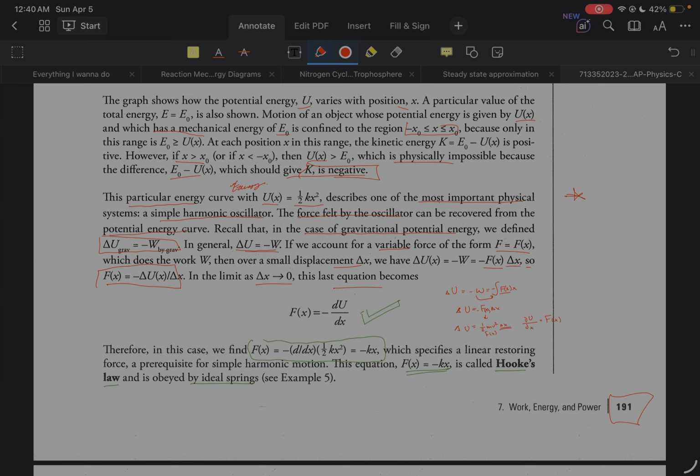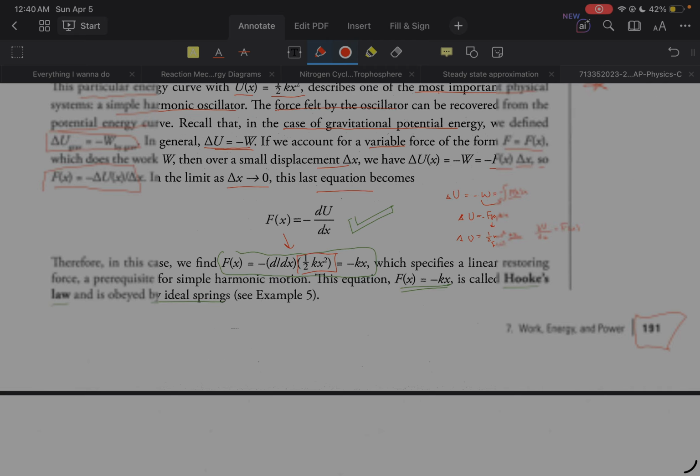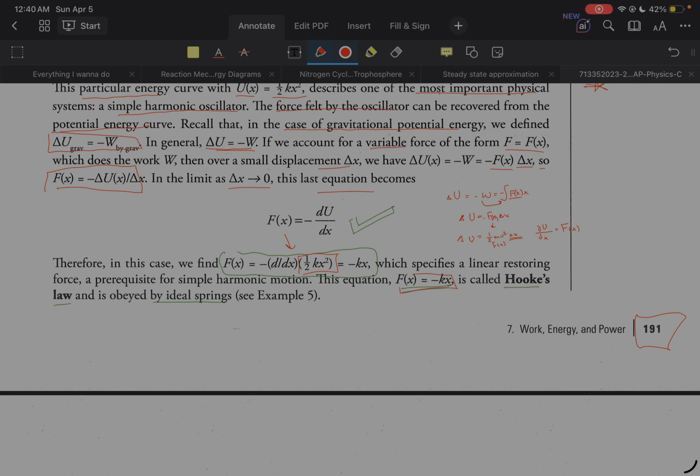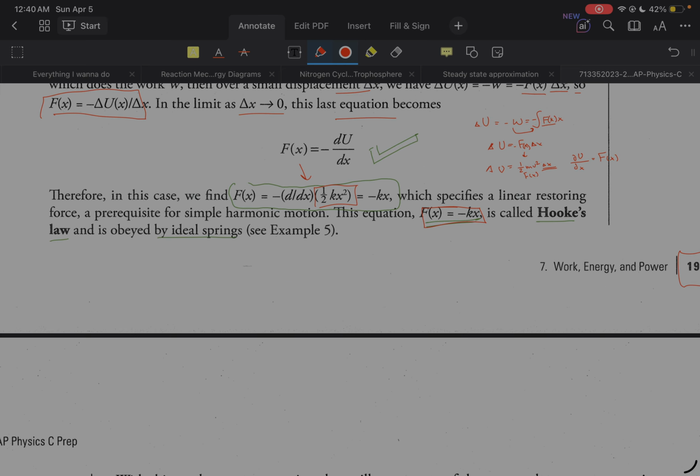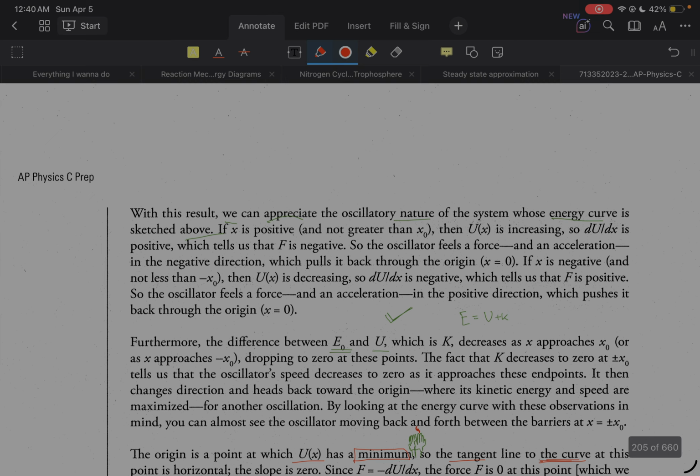And in the specific equation above, when we take U to be 1/2 kx squared, we get F of x equals negative kx, which is the ideal spring Hooke's law. With this result, we can appreciate the oscillatory nature of the system whose energy curve is sketched above.